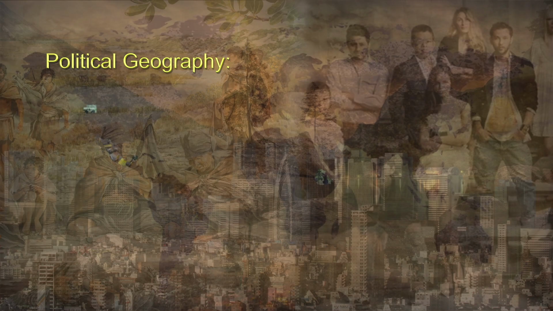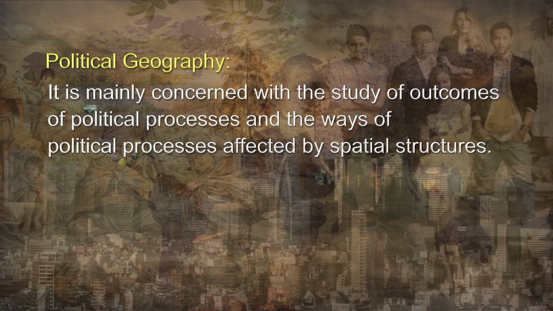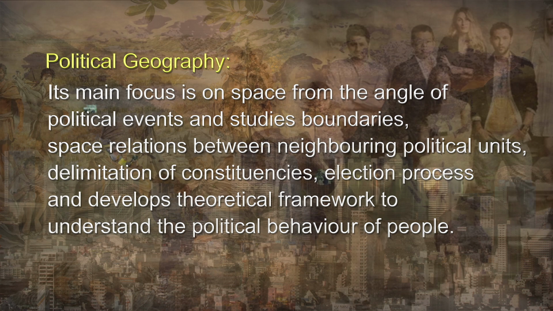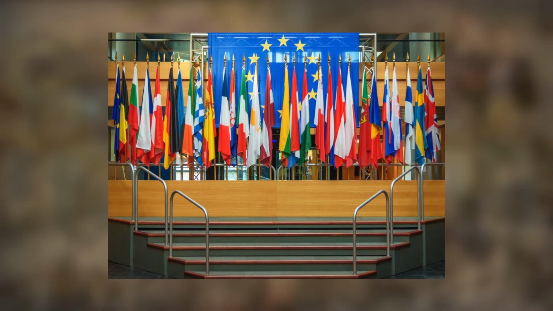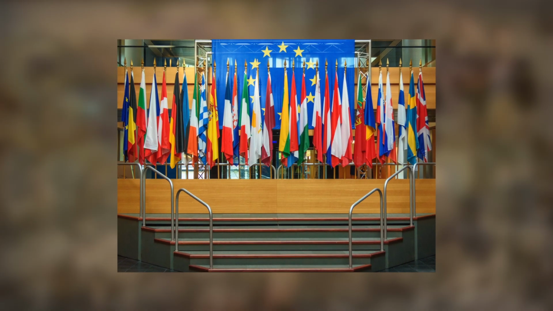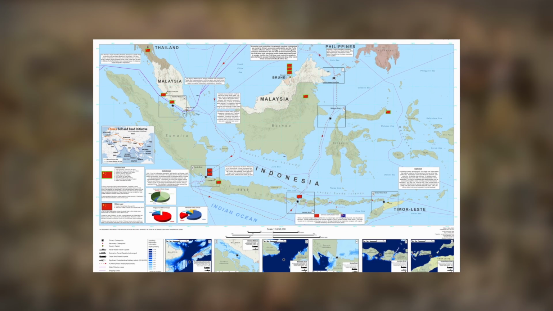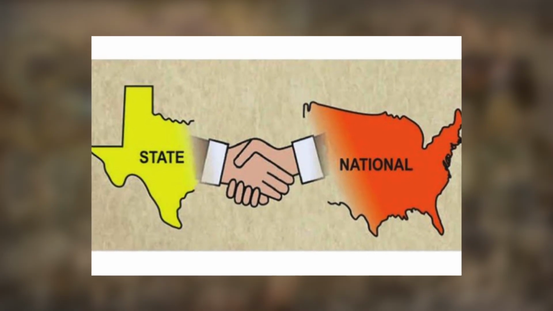Coming to political geography, it is mainly concerned with the study of outcomes of political processes and the ways political processes are affected by spatial structures. Its main focus is on space from the angle of political events, and it studies boundaries, space relations between neighboring political units, delimitation of constituencies, and election processes, and develops theoretical frameworks to understand the political behavior of people. Political geography sub-branches include geopolitics, electoral geography, strategic geography, military geography and geography of federalism, etc.